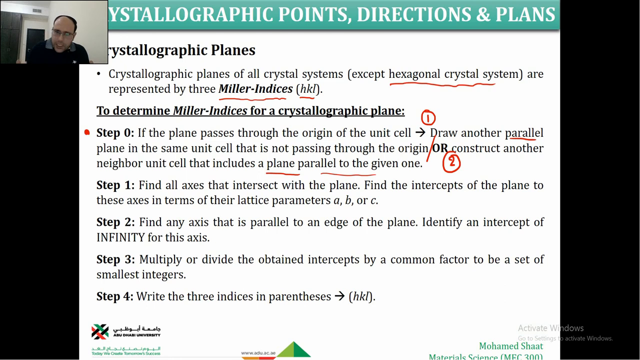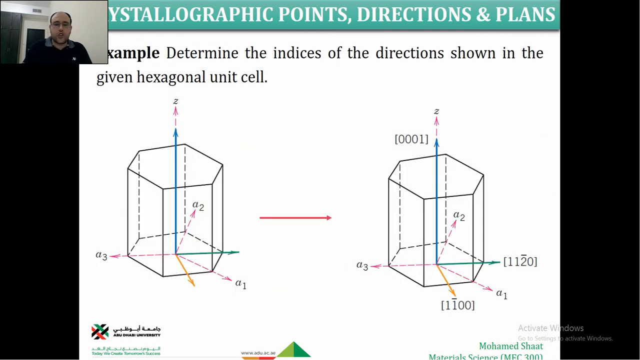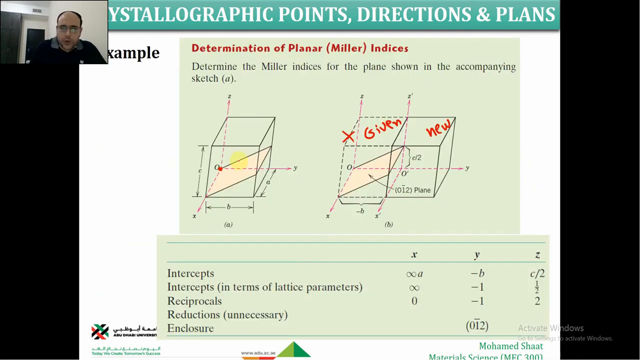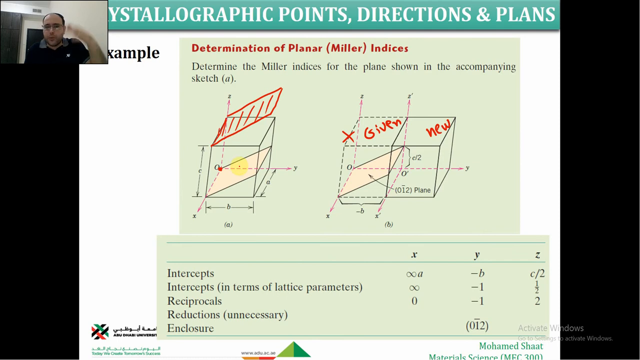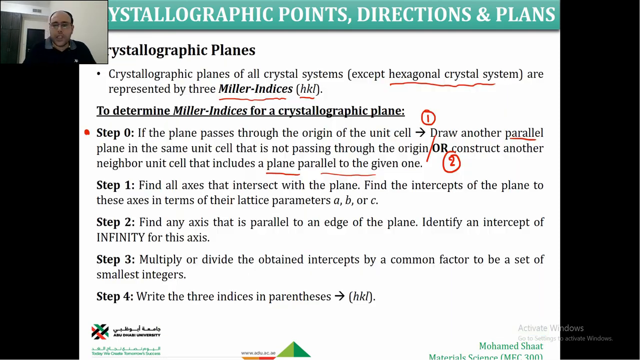So in step 0, to fix this problem so you are able to apply the other steps, you're going to do either one of two options. Either draw a new plane which is parallel. For example, I can draw another plane here that is parallel to the original plane but does not intersect the origin point. Then I apply the other steps over the new plane. This is method 1. Method 2 is to keep the plane as it is, don't move it or draw another plane, but instead draw a new unit cell. Make sense? These are the two approaches as already represented in the textbook.